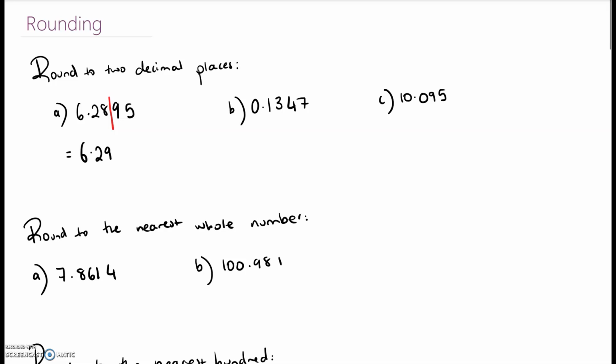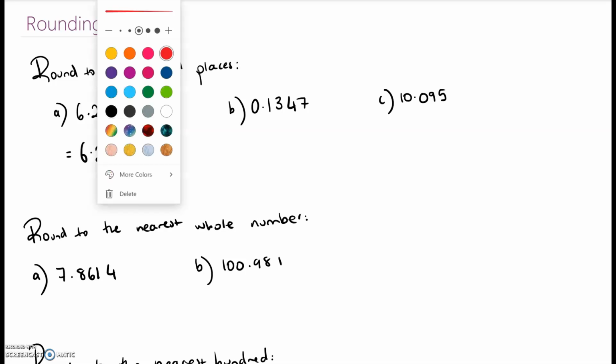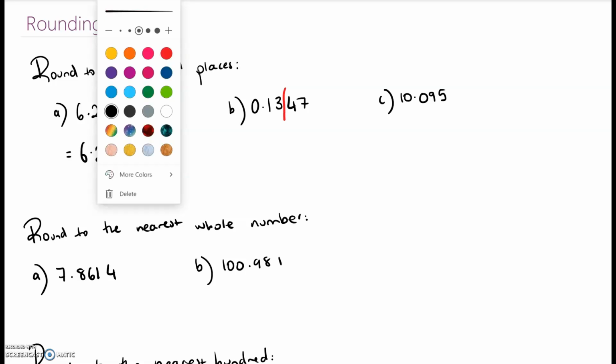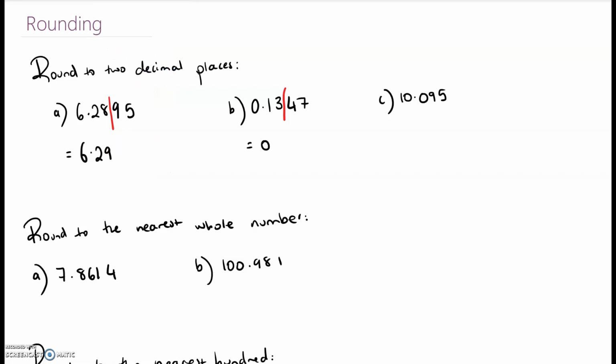All right, for the second one, again, we're going to put in the line in between the 3 and the 4, okay, the second and the third decimal point. Now you see that 4 is less than a 5, so we keep that 3 the same, and it doesn't change. So we rounded that one down.